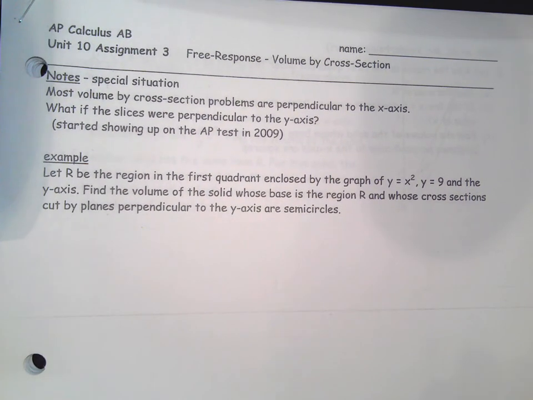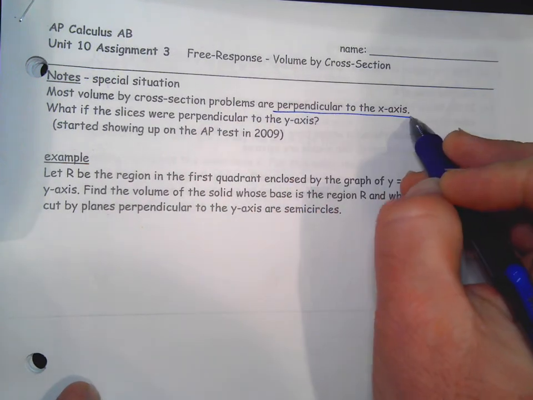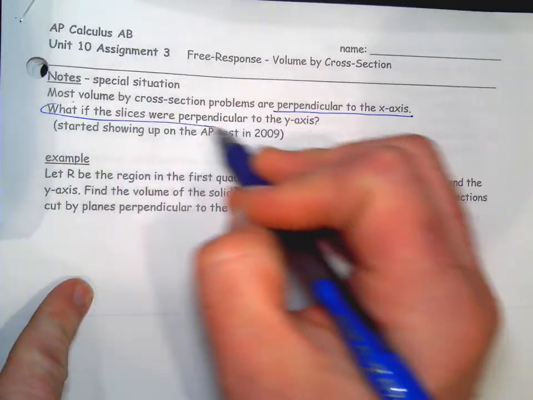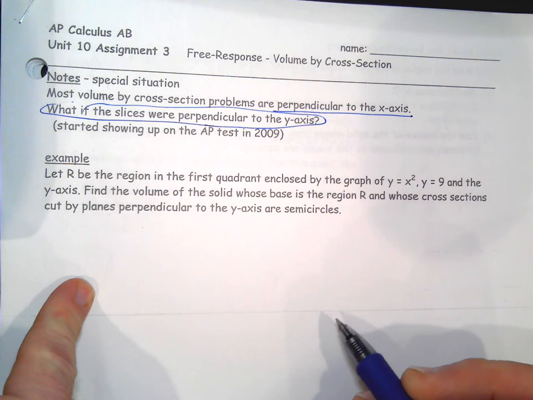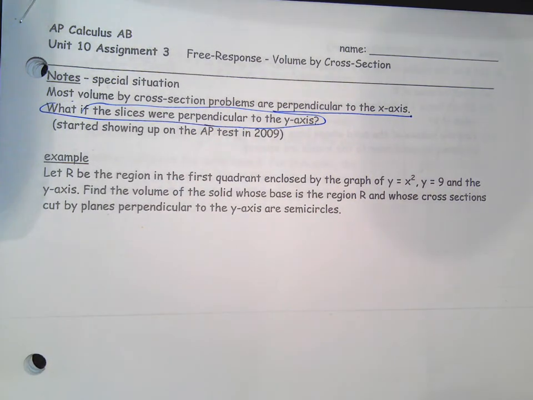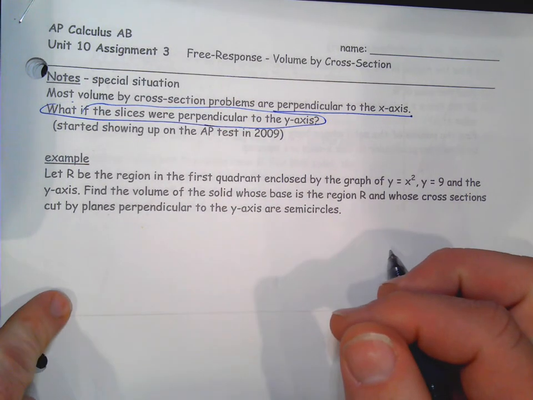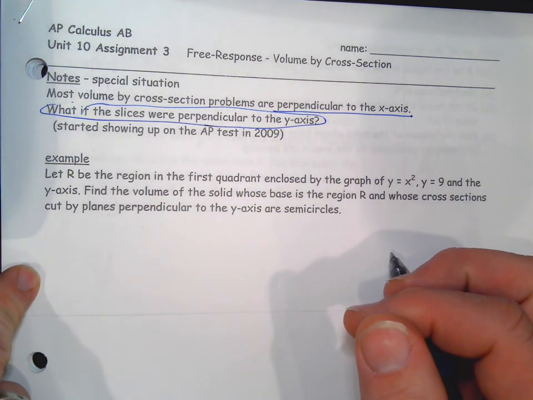So similar cross-sections. Now, most of the problems are perpendicular to the x-axis, but what if the slices were perpendicular to the y-axis? So that means they're going to be sliced sideways, and it actually changes the shape of the three-dimensional solid that you get. So let's do one together.